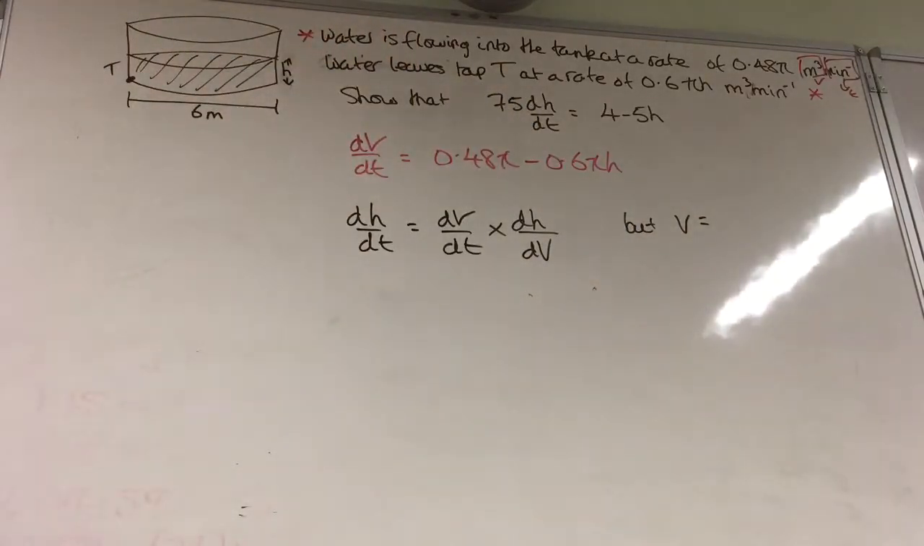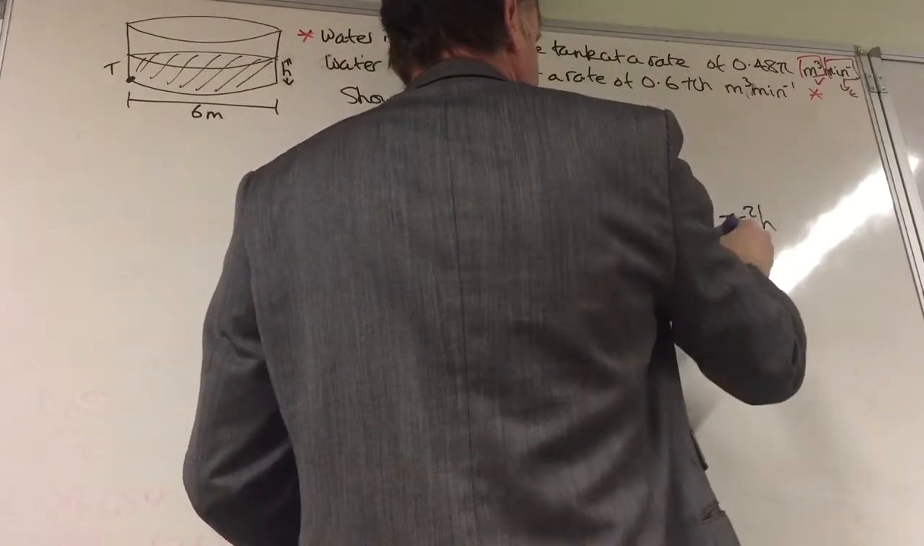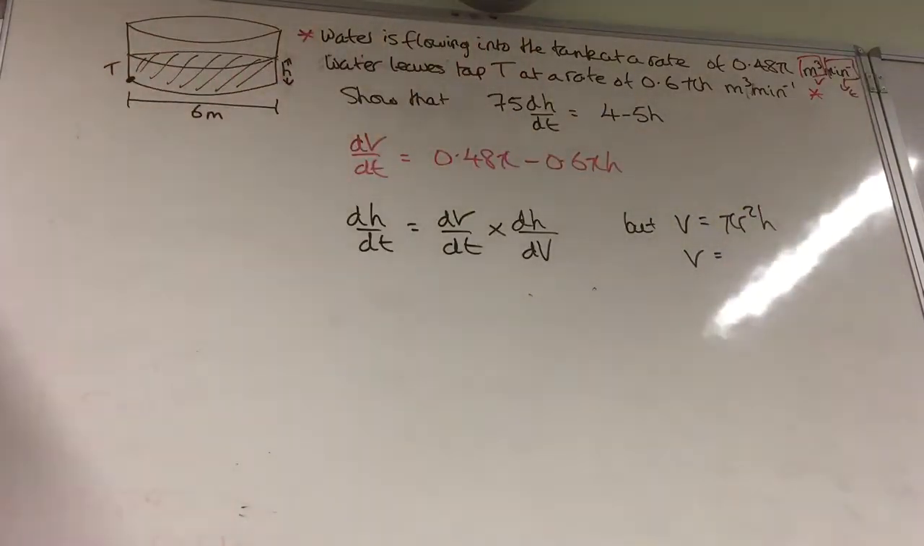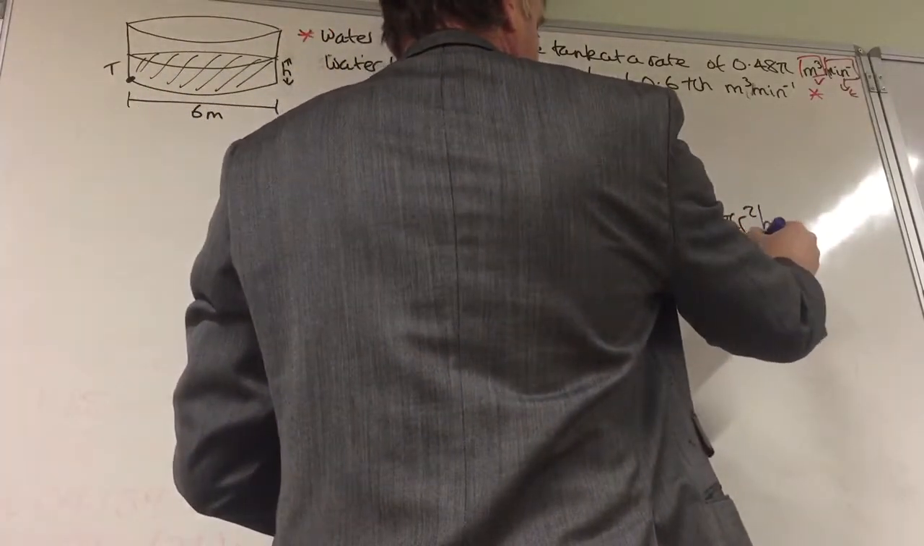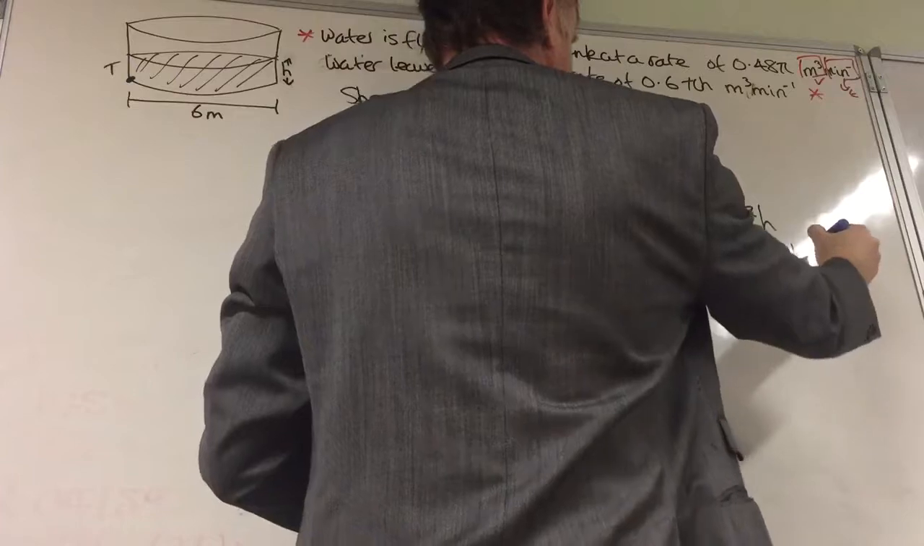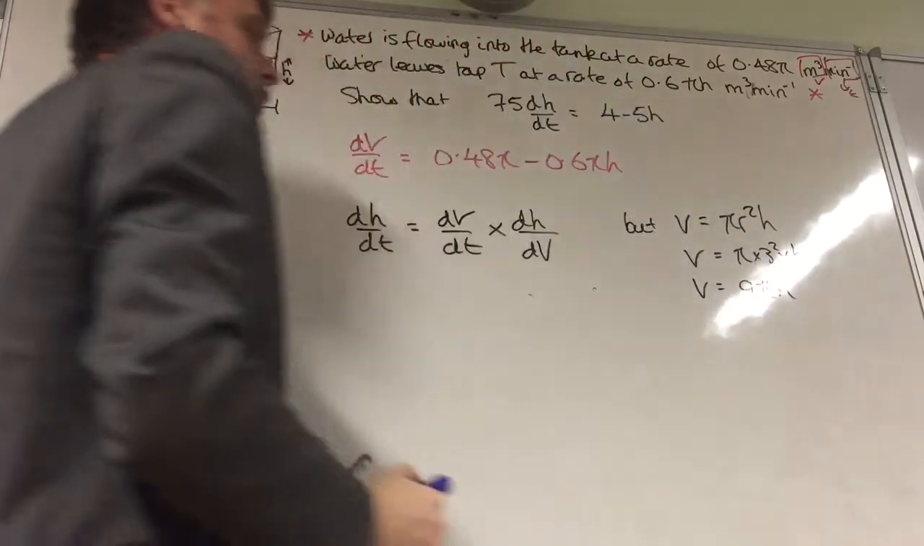So what shape is it? Cylinder. Brilliant. What's the formula for the volume of a cylinder? Now you're going to need to learn this because it's not given on the formula sheet. Pi r squared times height. Fantastic. And in this case, what's r? 3. And h is going to be in the formula anyway, so r is equal to 3. So we're doing pi times 3 squared times h. So that tells us that v is equal to 9 pi h.